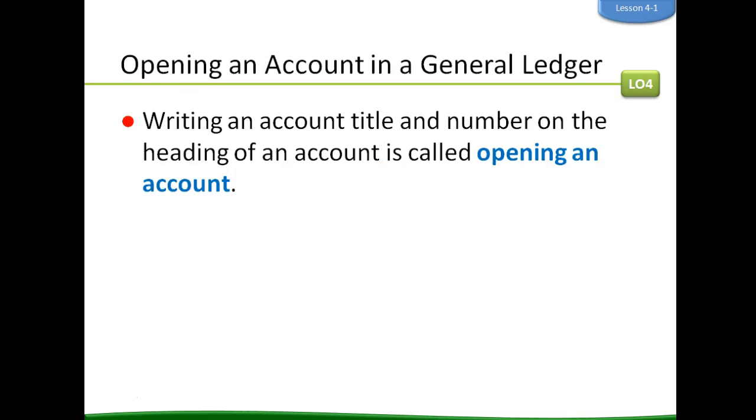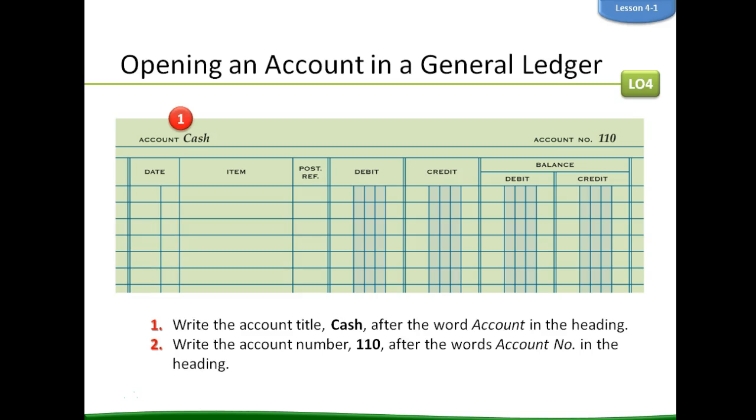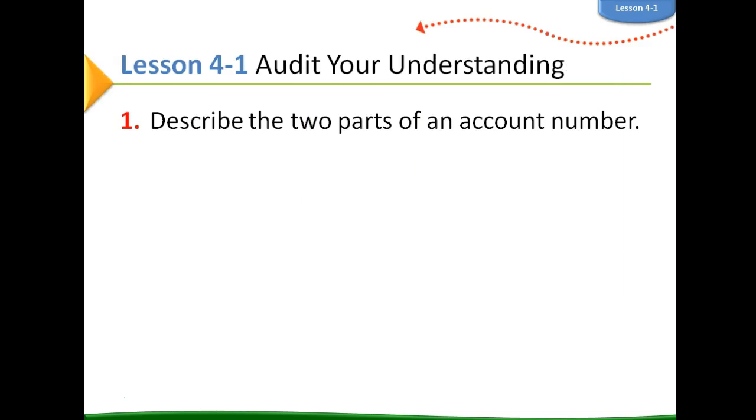Okay, so how do we go ahead and open up an account in a general ledger? Whenever we have that new account, we do need to go ahead and open a new account. So anytime we do that, we need to make sure that we identify the account title. In this example, we're setting up from the beginning, so you can see we have cash, and it's going to be account number 110, and that's it. So opening those new accounts is actually fairly easy, which is what we like to see.